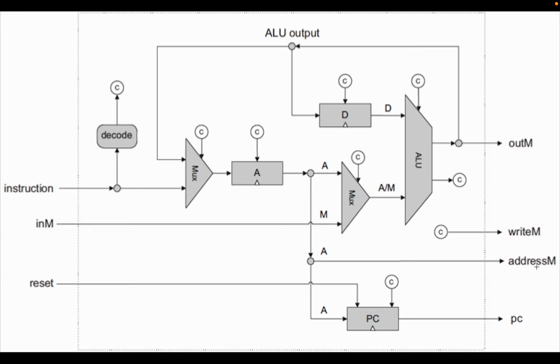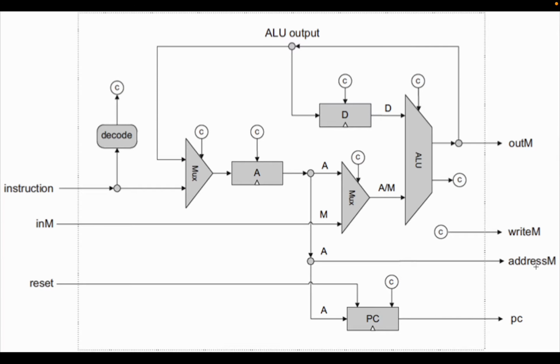And the 15-bit program counter. PC here holds the address of the next instruction. The addressM is the RAM address, and the writeM is whether we have to write in M, and the outM is the M value output, that is the memory output. Now we are going to start with the parts section.